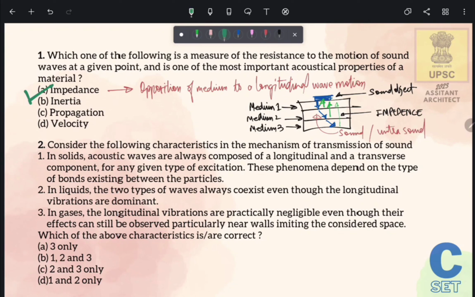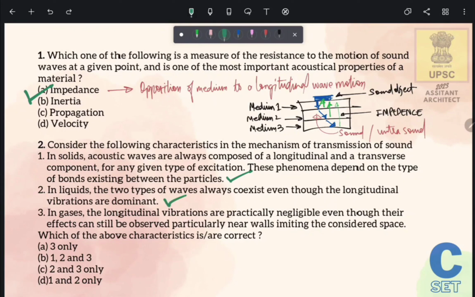Let's move to the next question. Consider the following characteristics in the mechanism of transmission of sound. Statement 1 is, in solids, acoustic waves are always composed of a longitudinal and a transverse component for any given type of excitation. These phenomena depend on the type of bond existing between the particles. So this is a true statement because sound travels very fast in a solid object due to the bonds existing between the particles. Next statement is, in liquids, the two types of waves always coexist even though the longitudinal vibrations are dominant.